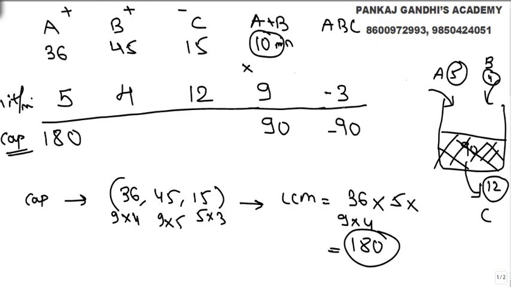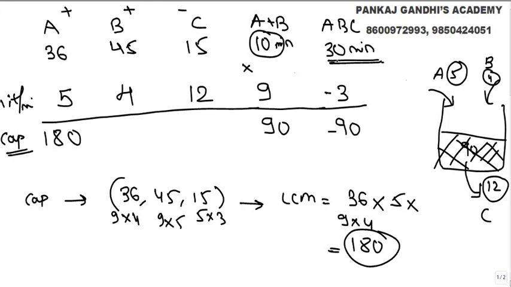This half is already filled in 10 minutes. The remaining half, I have to empty. Per minute 3 gets emptied. So in how many minutes will 90 get emptied? 30 minutes. For 10 minutes the tank was filling to half. Remaining 30 minutes, the tank will be completely empty.